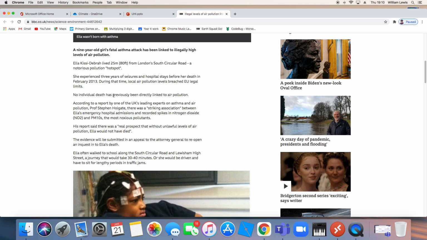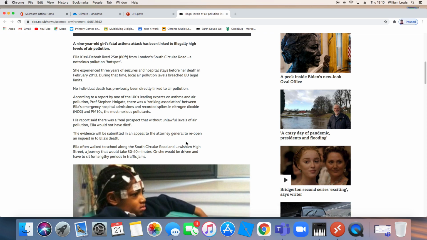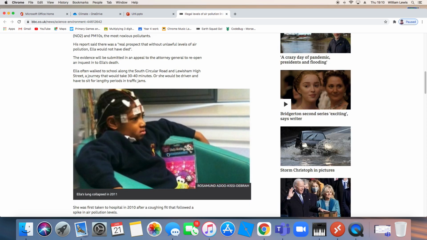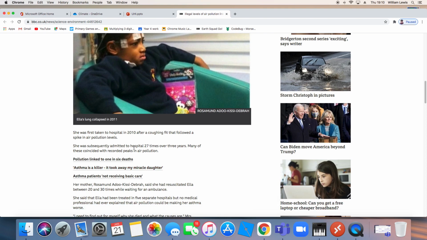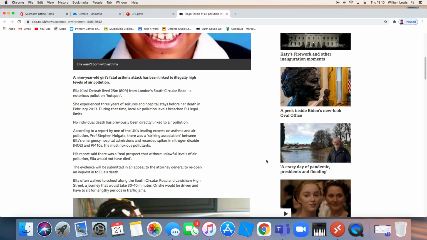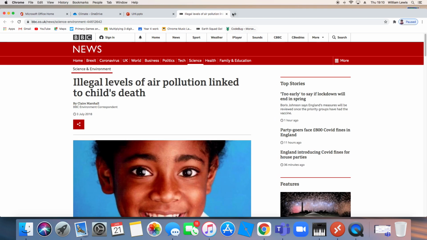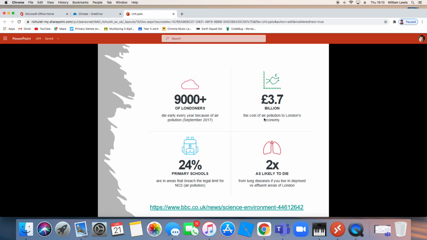No individual death has previously been directly linked to air pollution, and it goes on to say. So she walked to school, or was sometimes driven. And what they've been able to do, look, is to link her hospital admissions. Poor girl. I mean, it is horrible to read. Many of these coincided with record peaks in air pollution. And so this story, and obviously I'm going to give you a link to the PowerPoint and you can look at it yourself. You can also Google her. There's an awful lot of information.